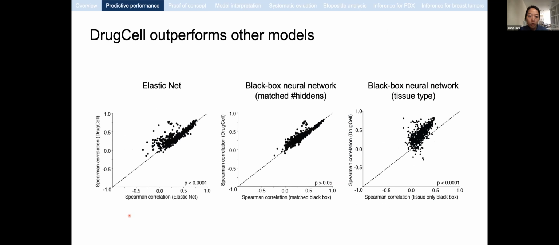I compared DrugCell's performance to 3 other baseline models: ElasticNet, which is a linear regression model; a black box model with a matched number of neurons; and another black box model using tissue type as an additional feature. You can see that DrugCell outperforms the other models for many drugs in the scatter plot. In each plot, each data point represents an individual drug, and the points above the diagonal line are the drugs for which DrugCell could make a more accurate prediction than the other model in comparison.